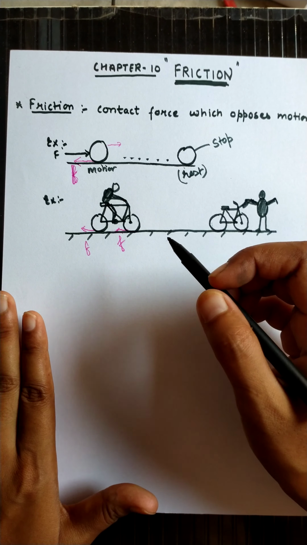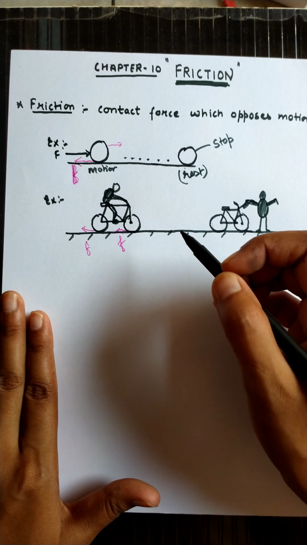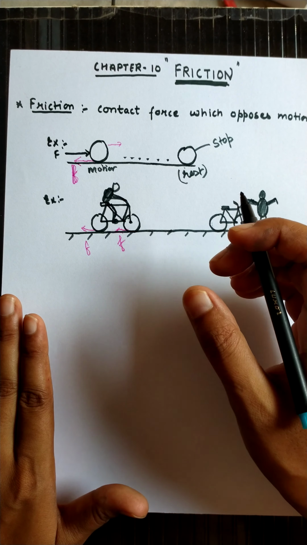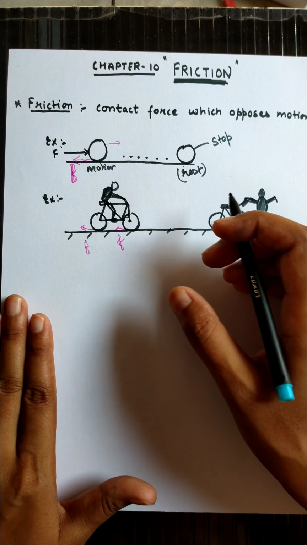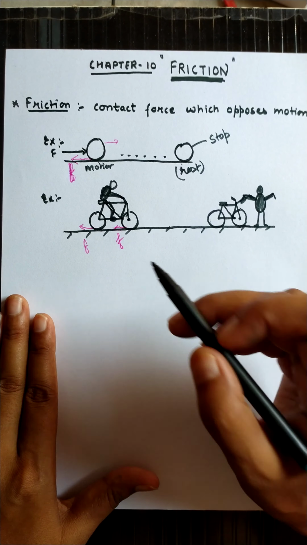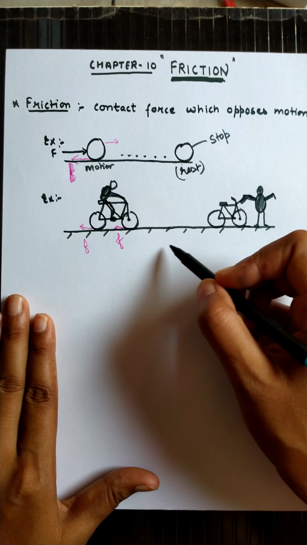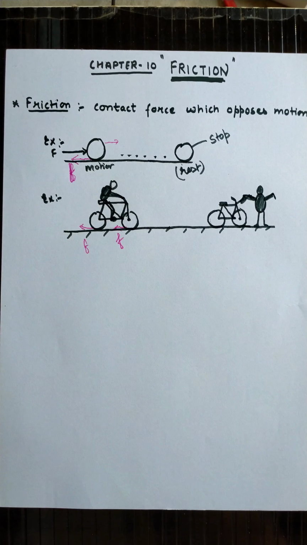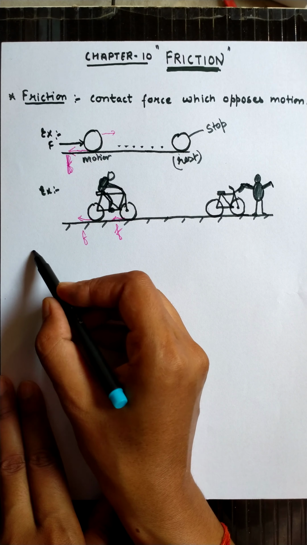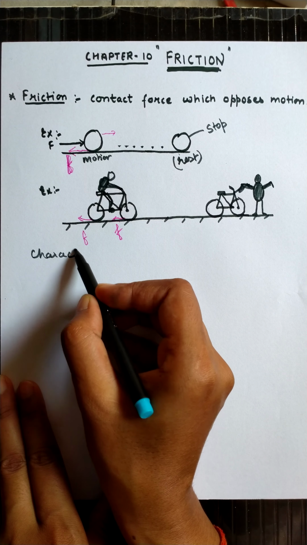Students, generally the friction force is more over a rough surface as compared to a smooth surface. You have seen that it is very easy for us to walk on a rough surface as compared to a very smooth surface. Now, what are the characteristics of friction force?